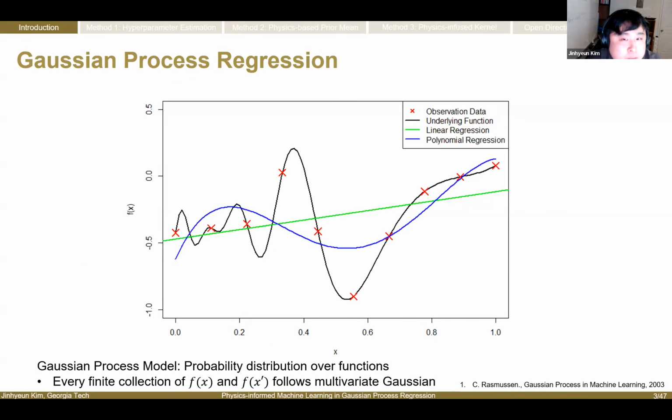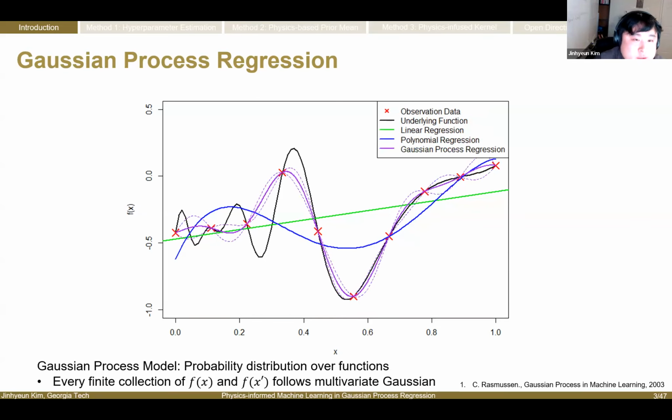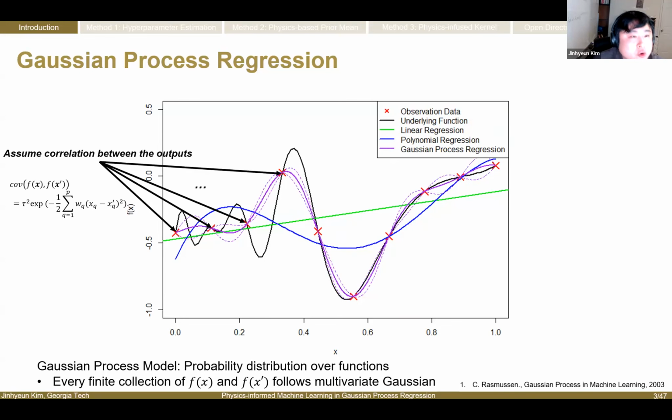Unlike linear or polynomial regression, which assumes a parametric functional form, Gaussian process regression assumes a correlation or covariance between the outputs. This covariance or kernel is defined by the kernel function. Here, the equation shows the popular Gaussian kernel, and there are some hyperparameters to be estimated, which contain tau and W in this case. These hyperparameters are estimated by maximizing the likelihood of observing the training outputs.